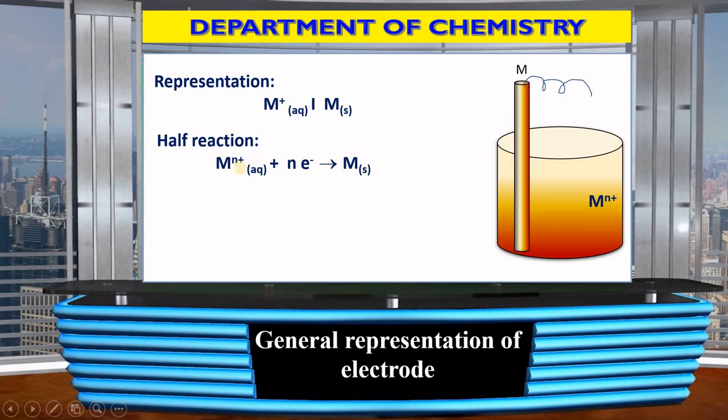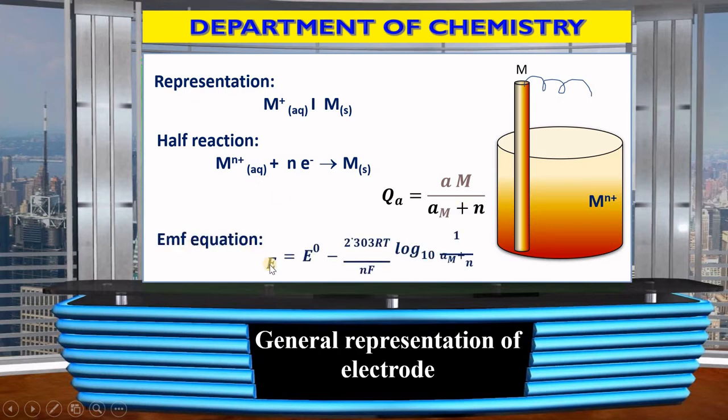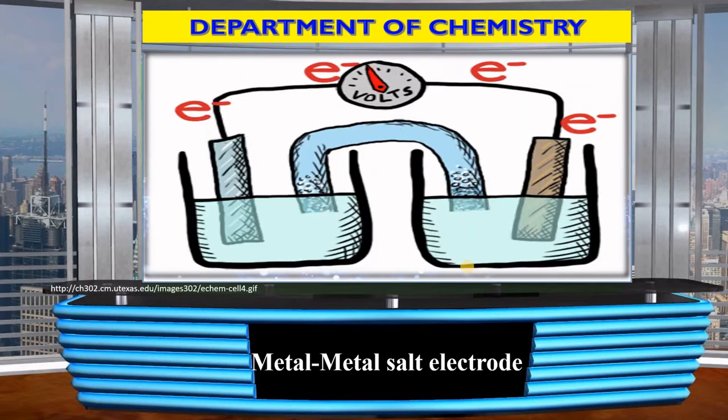Now the half cell reaction for this cell can be written as M n plus will take a number of electrons to neutralize that metal n plus ion. Here M n plus in aqueous form plus n number of electrons gives metal in solid state. Okay. Now the reaction quotient of this reaction can be written as the activity of pure metal divided by the activity of metal having oxidation state plus n, and the EMF equation will be E equals E naught minus 2.303 RT upon nF into log to the base 10 of 1 upon the activity of M n plus. This is the EMF equation for the metal ion electrode.